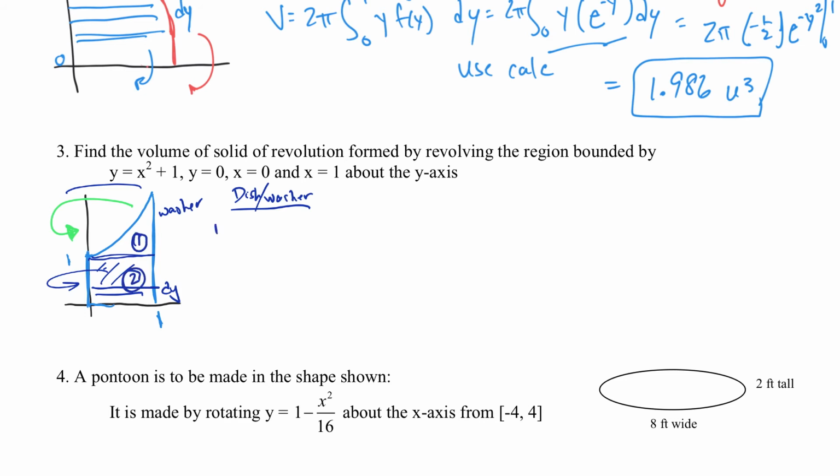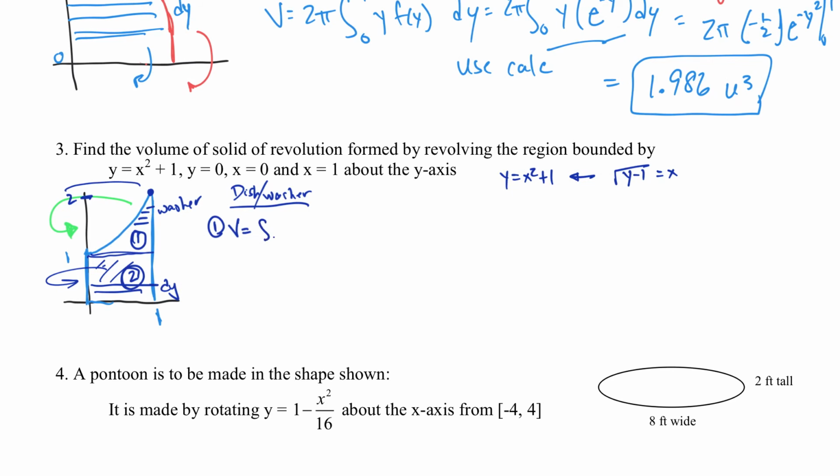For region 1, the volume will be, now I need this equation, y equals x squared plus 1, in terms of y. So solving this would give me the square root of y minus 1 equals x, plus or minus, but I'm only concerned with the right side of the graph, so I'm only going to do the plus part right now. So the volume would be from 1 to 2, right? Because I'm slicing these vertically, and this is at 2 right there. That's where they intersect. So the volume would be the integral from 1 to 2.